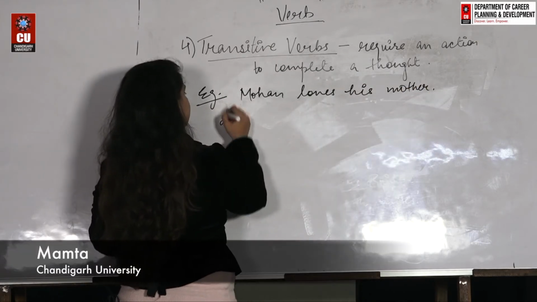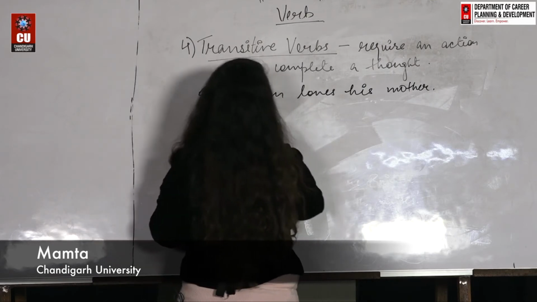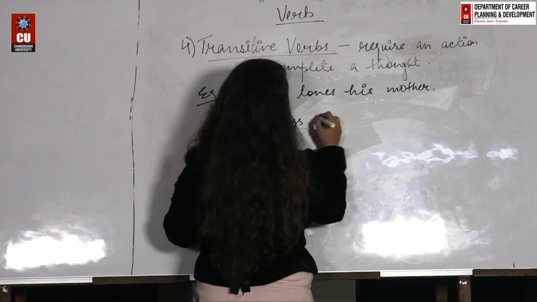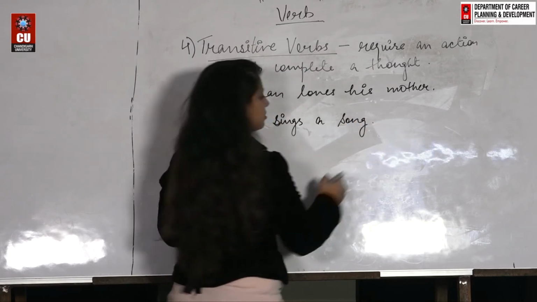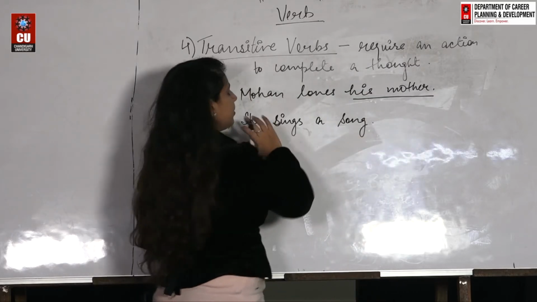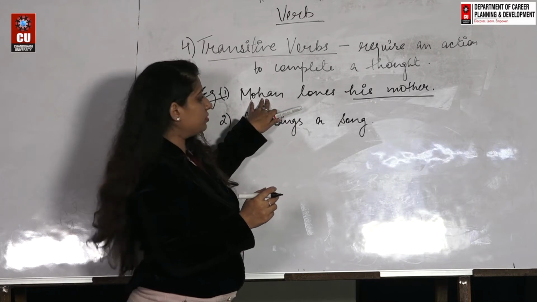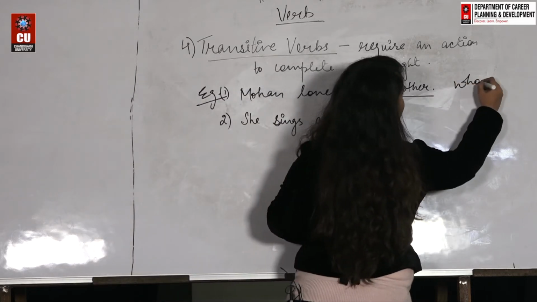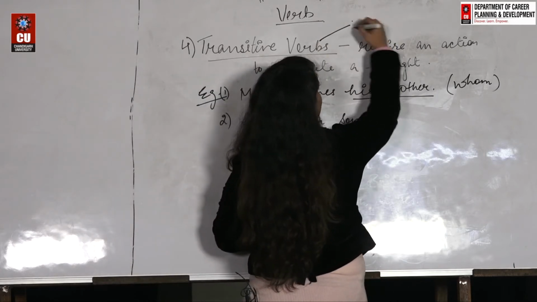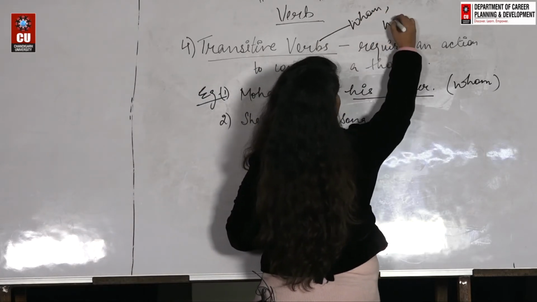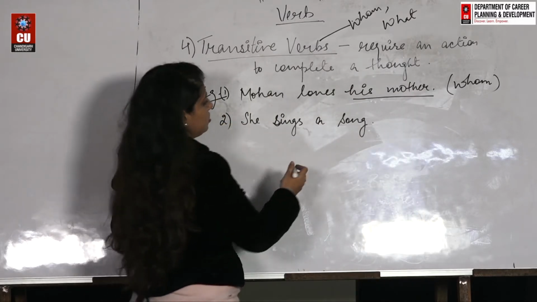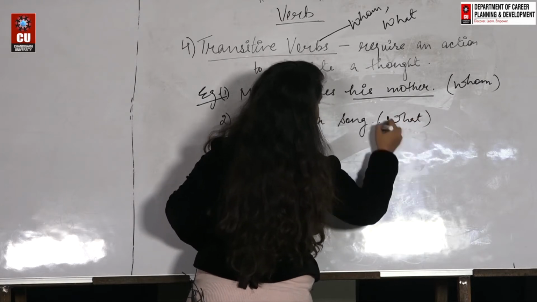And the other example is, she sings a song. So Mohan loves his mother. In this, if I am asking you the question, what does Mohan love? Then Mohan loves his mother. Whom? So the transitive verbs answer two things. The first is whom, and the second is what. So in this, what is she singing? She sings a song. So in this, what is the thing?